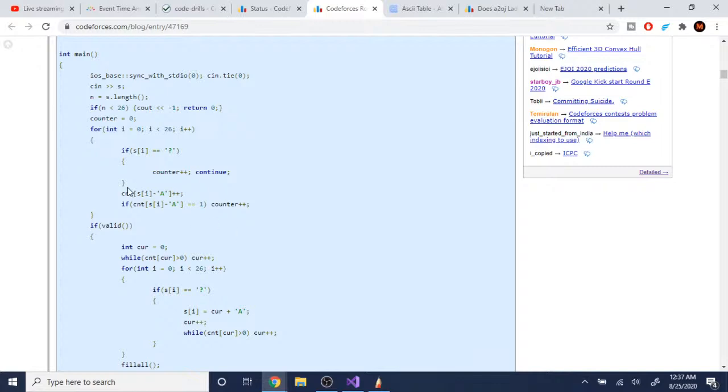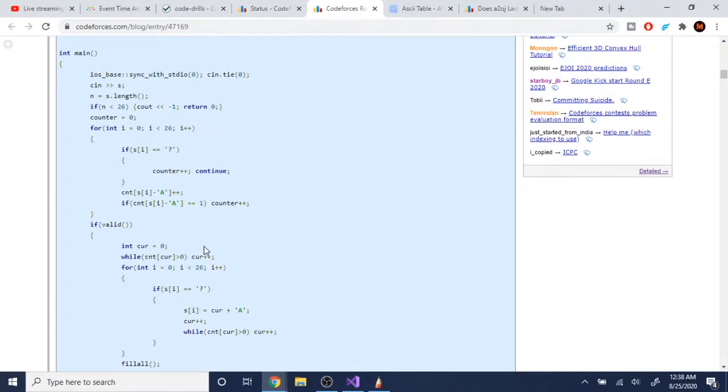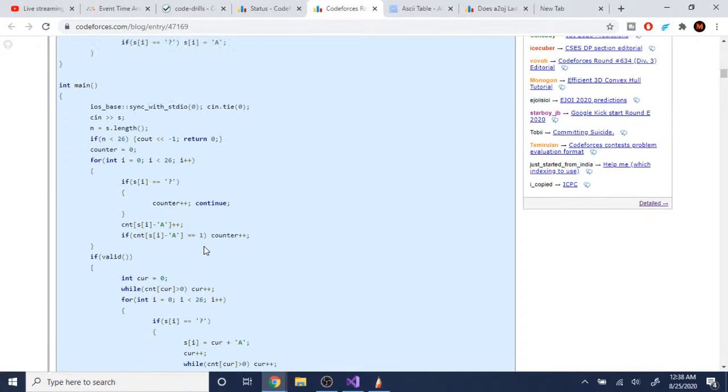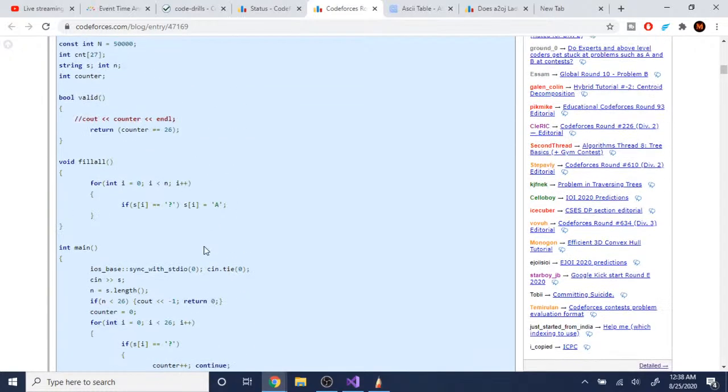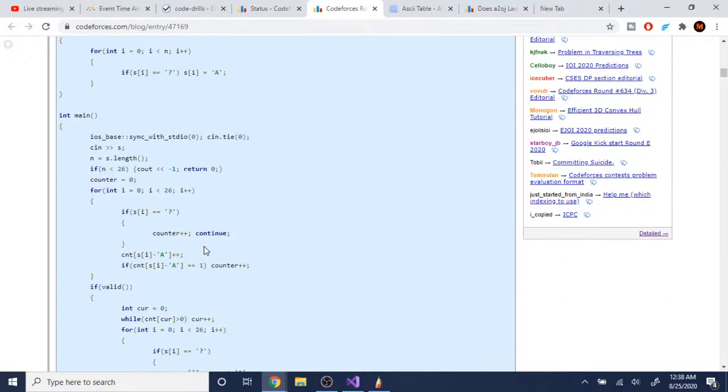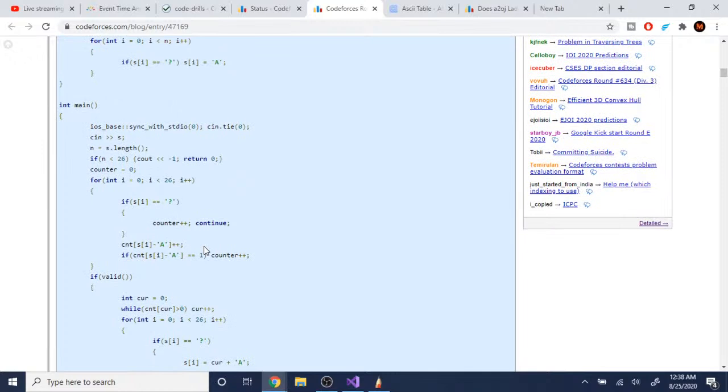Okay, store the count of each letter. If the count of the letter is equal to 1, counter plus plus. Okay, so that's going to check if duplicates, I think. What are they doing next? If it's valid, so what do they mean by valid? If counter is equal to 26, why would counter equal to 26?